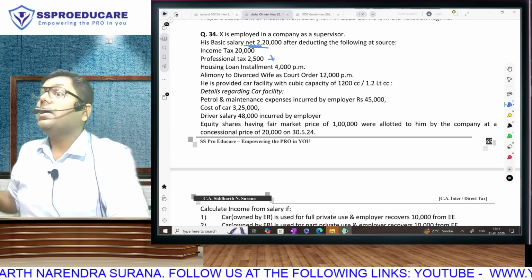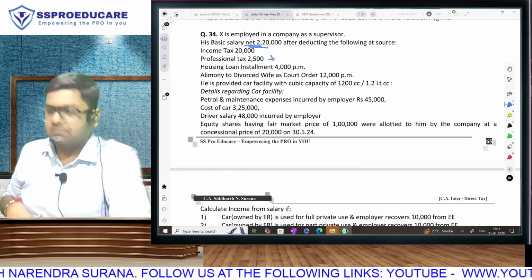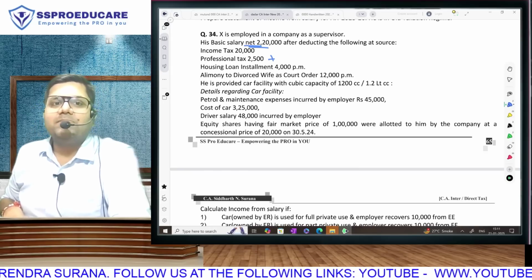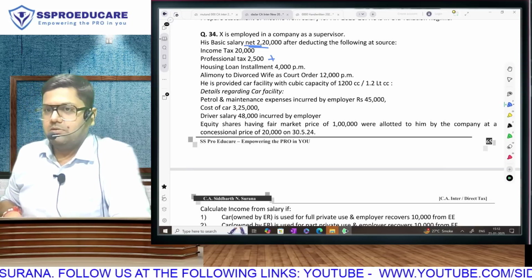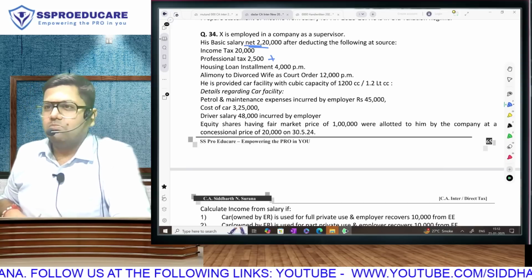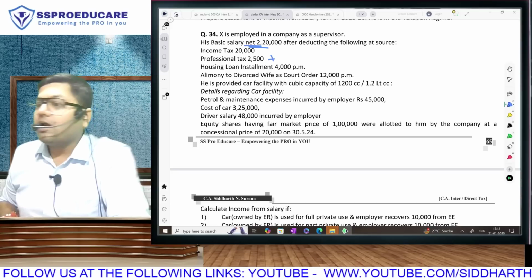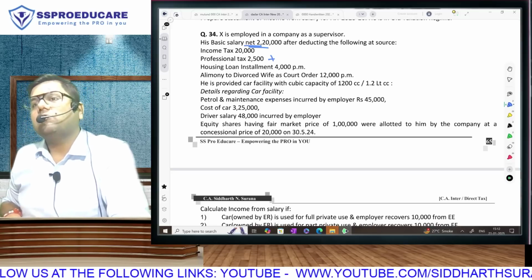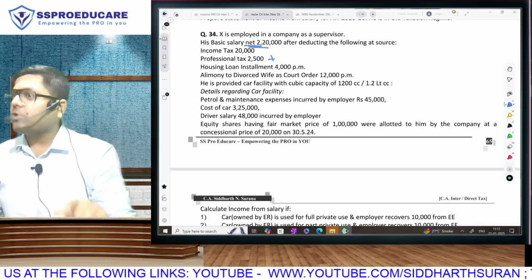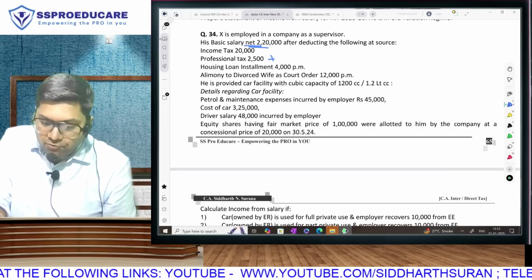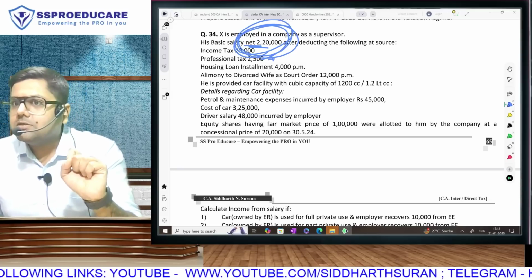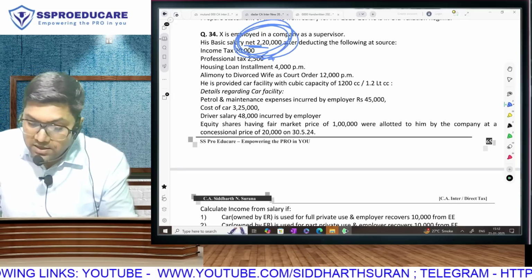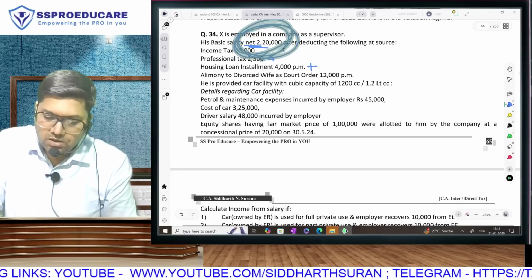Housing loan installment 4,000 per month. So understand. Suppose my monthly salary is 50,000, but I have taken some money from my boss. Sir, I want a home. So boss gave me money. Boss is like, how will you repay? Sir, every month I will return 4,000. So every month he will give me cash 46. Cash received 46. Is 46 my salary? My salary is 50. So how to get the correct salary? Again, you will have to add it.